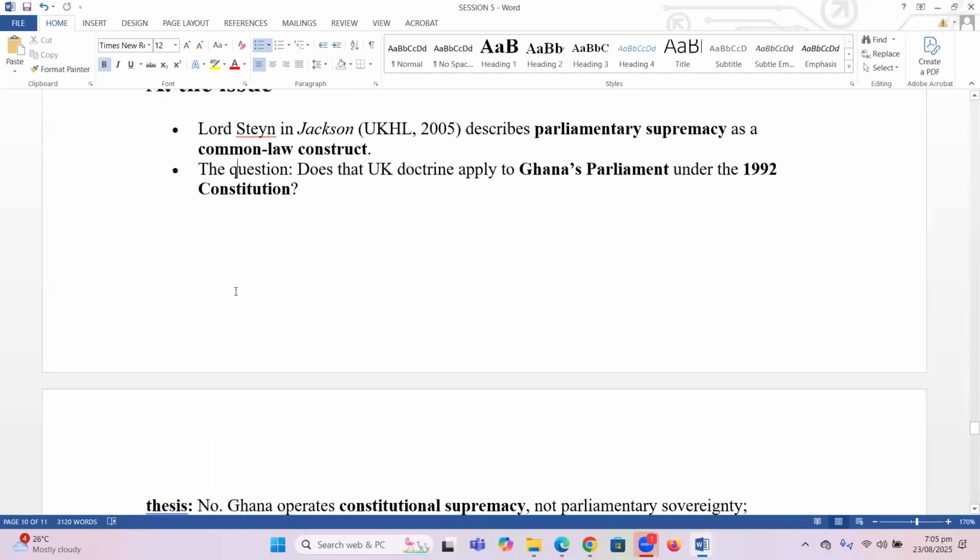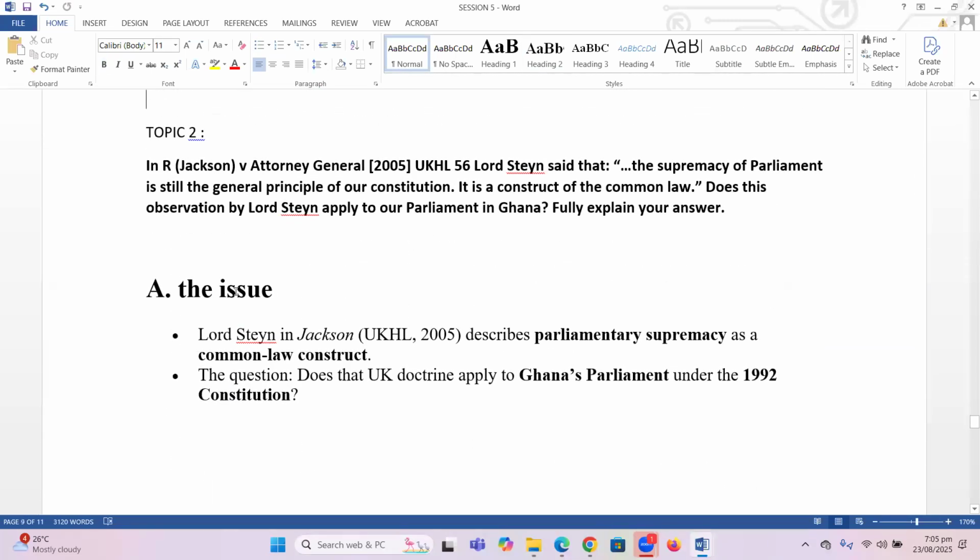Okay, so let's take this other question before we go to reports for session 6. I think there's a question I made up. Was it last year or last 2 years when I was teaching students like you, preparing for the exams? And the question was that in R (Jackson) against Attorney General.